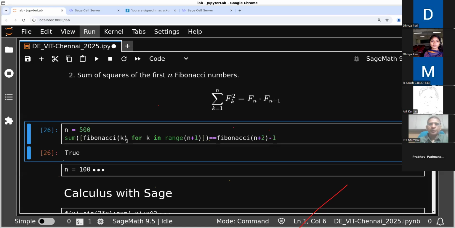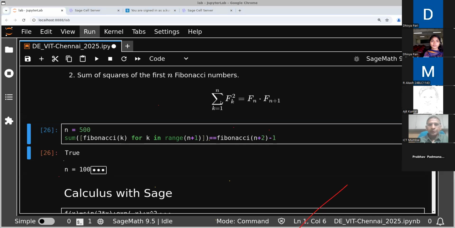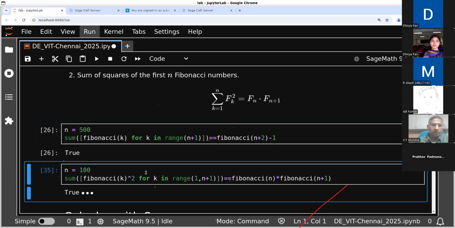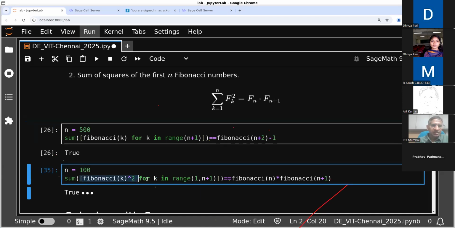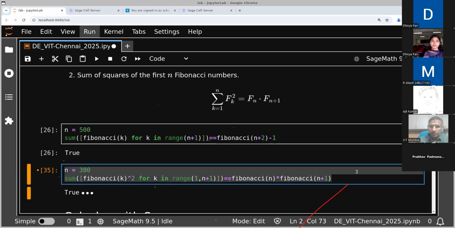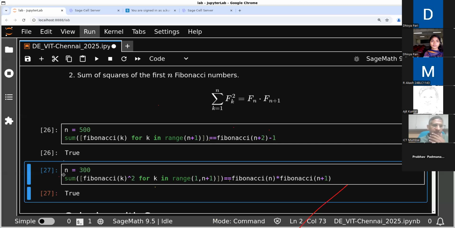Similarly, this is the verification of the first property. If I want to verify the second property, what was the second property? Take the sum of the squares of the first n Fibonacci numbers. Again I'm using the same thing, sum of the squares, and is it equal to f_n into f_(n+1)? And the answer, of course, should be true. So let me copy this for you, and if I run this, then it says true. So very easily we can verify some of these properties.